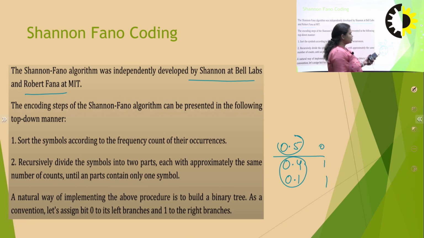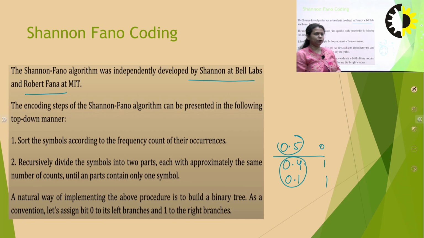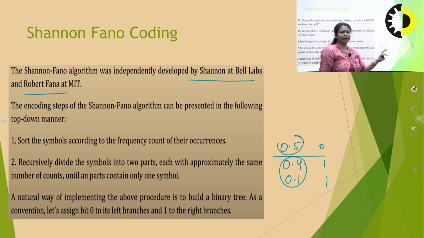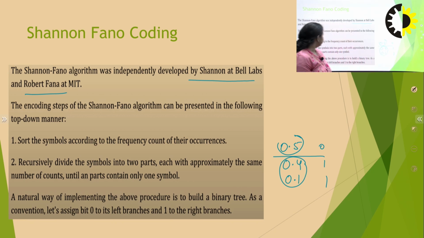Clear? Suppose in some questions you do not get exactly equal parts. So you just find the nearest to equal states, and then do the division, and then do 0 1 0 1, right? So recursively divide the symbols into two parts. This is a natural way of implementing the above procedure to build a binary tree. Here also we are creating the tree. Let's assign bit 0 to its left branch and 1 to the right branch. So we are just putting 0 and 1.